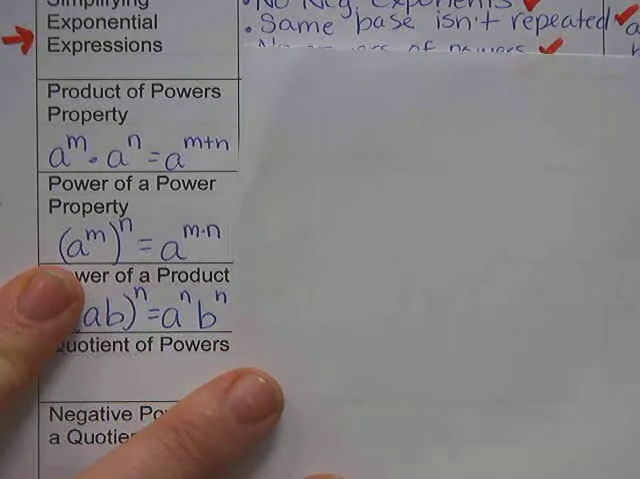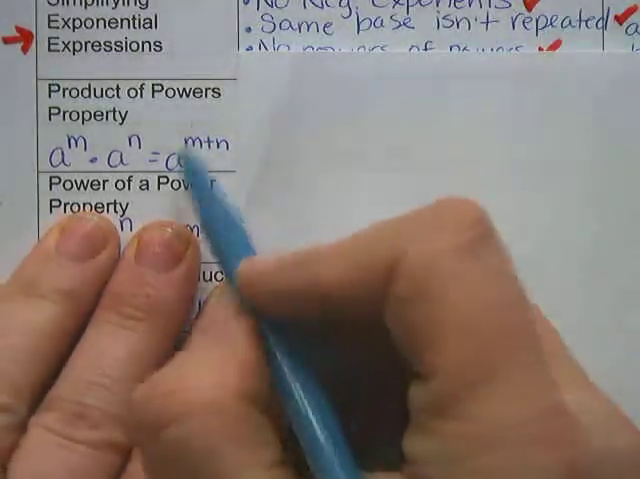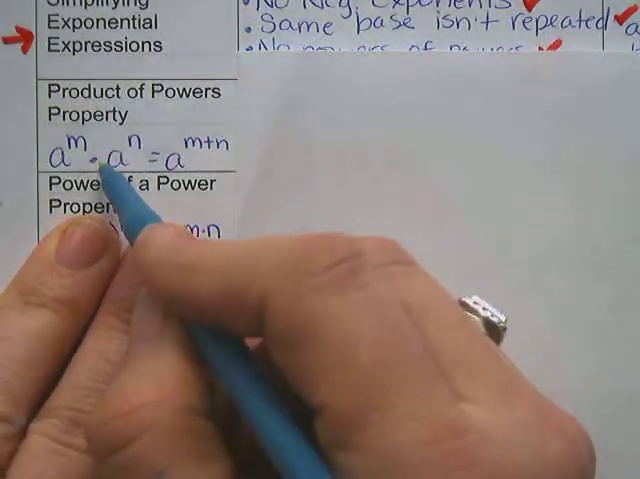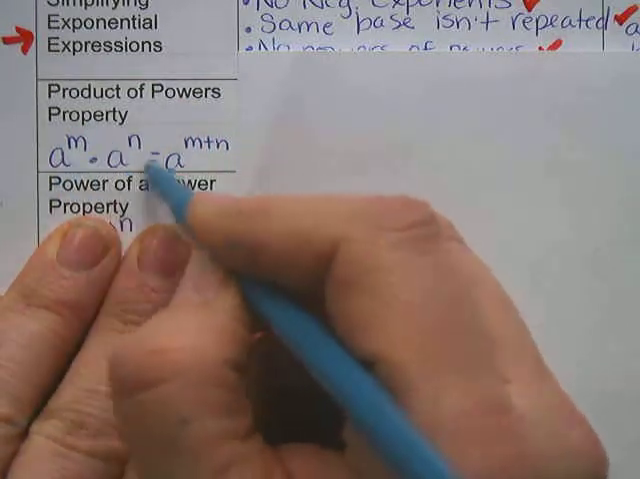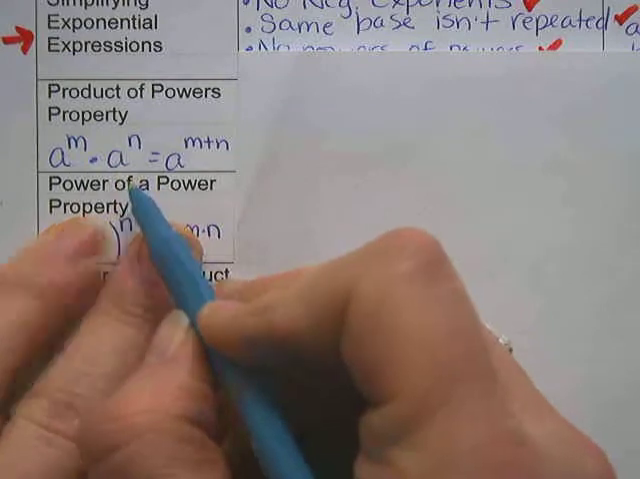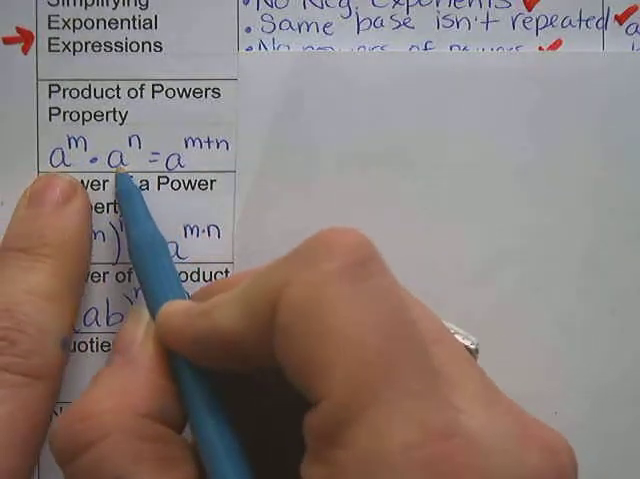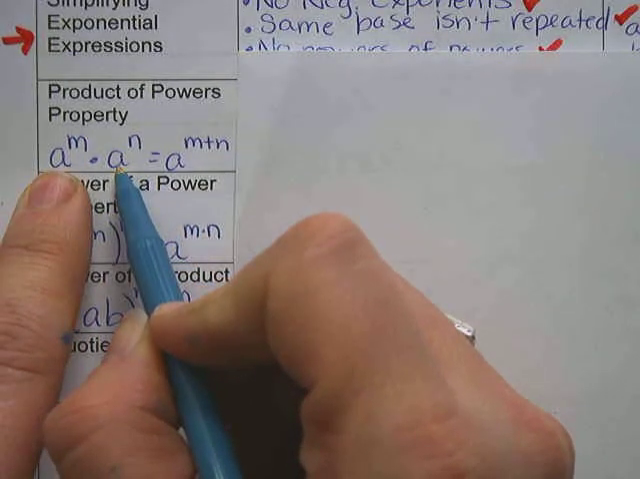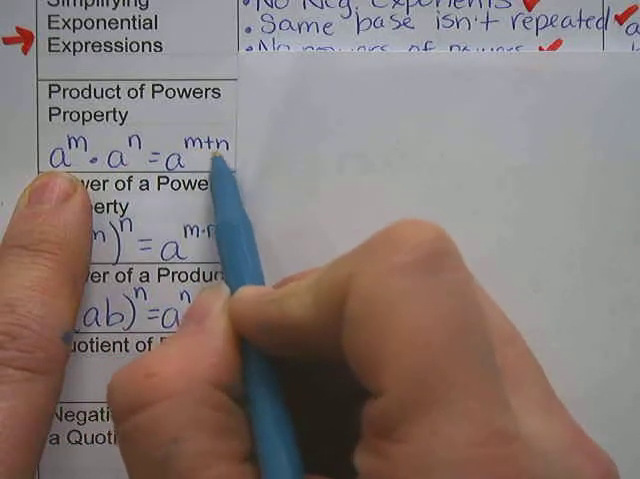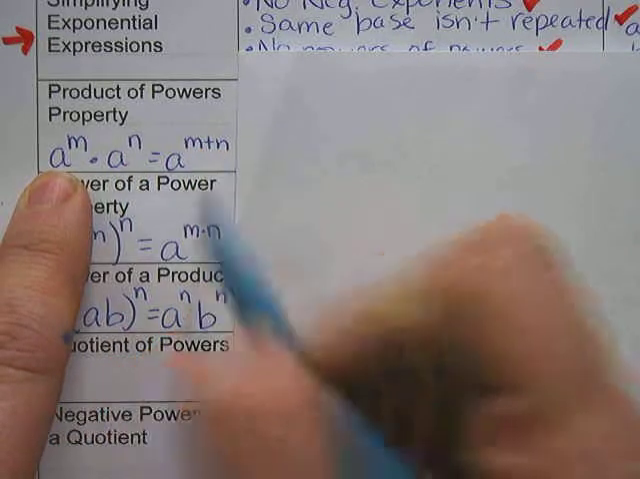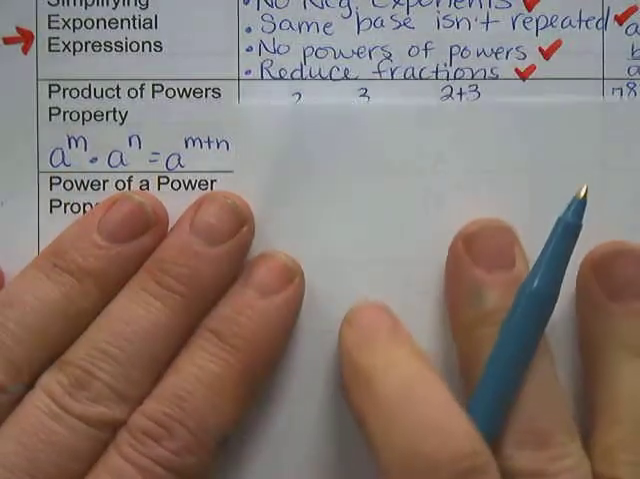So the first rule for today is called the product of powers property. The product, meaning multiplying, of powers. So we have 2 powers that are being multiplied. And notice that in this example they both have the same base of a. So the rule is that the base stays the same and you add the exponents together.